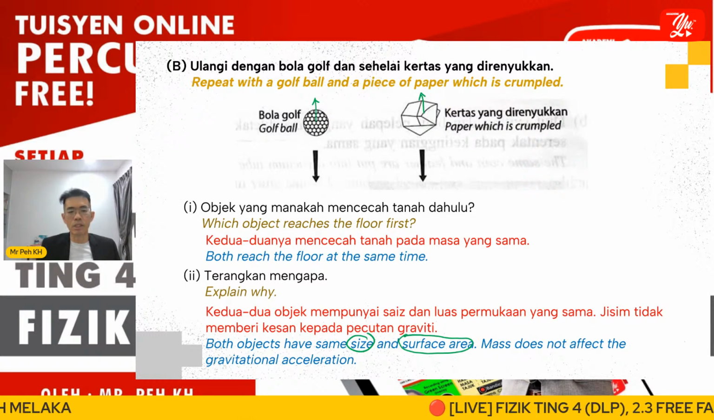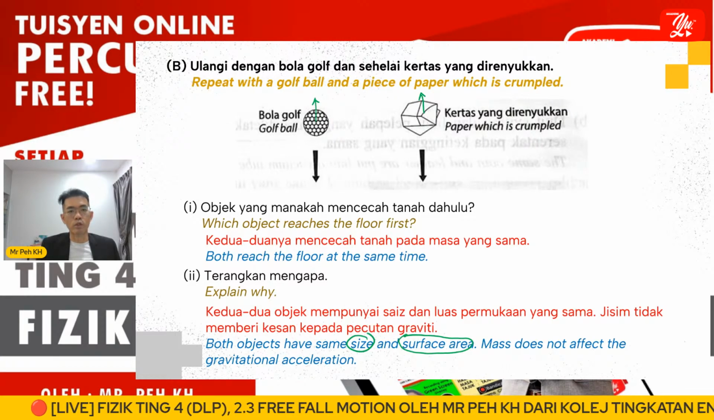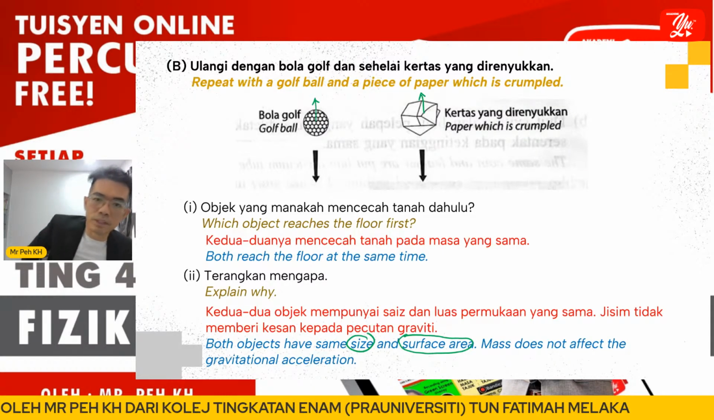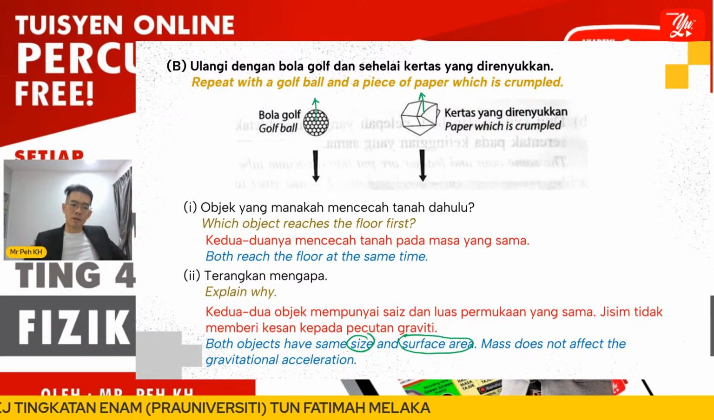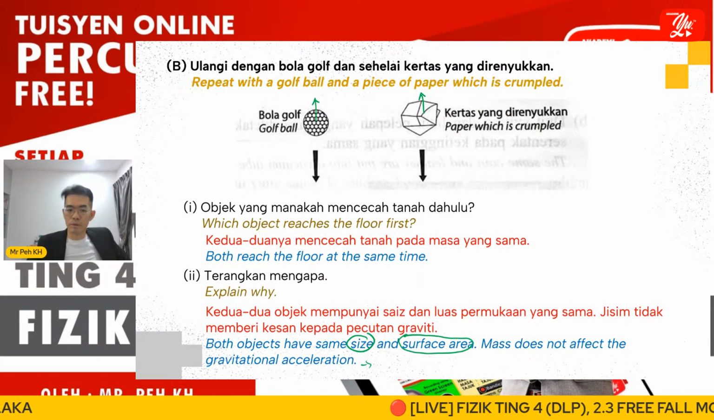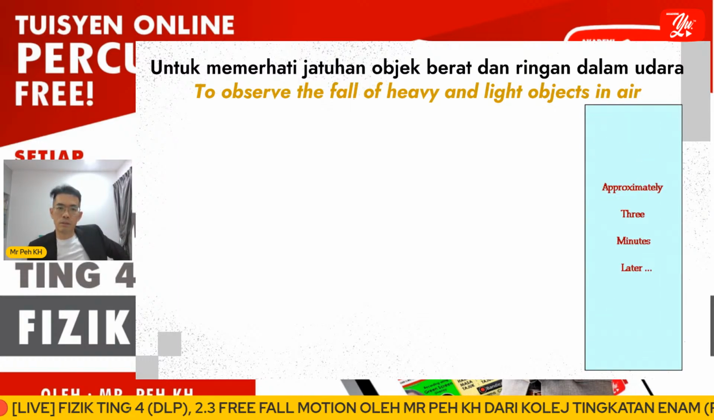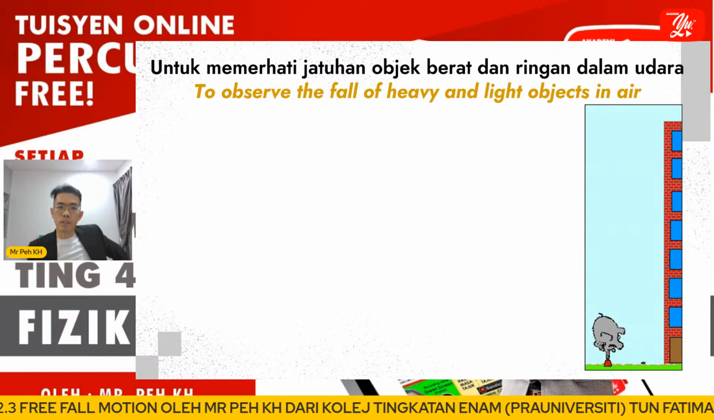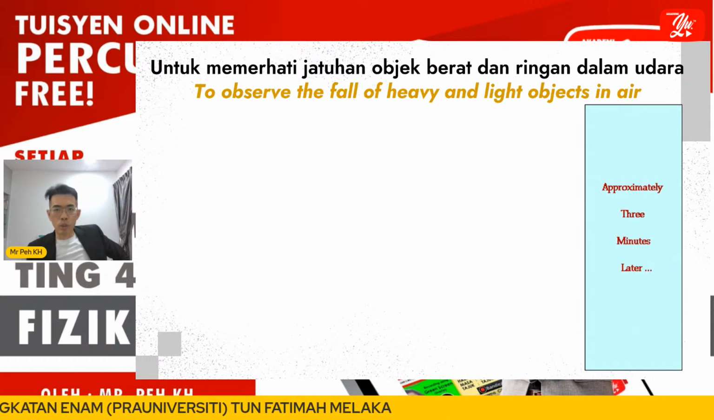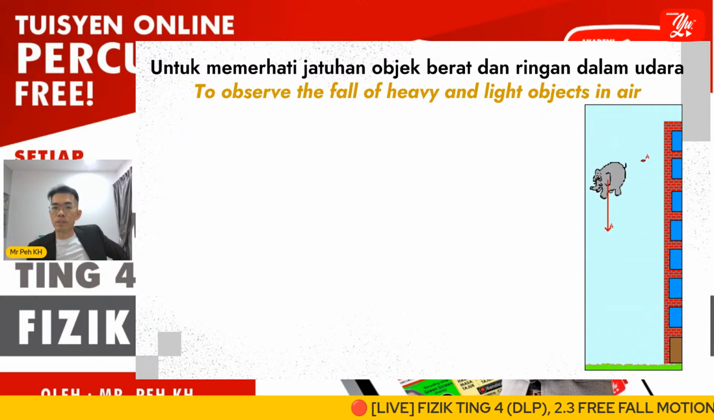So through this activity, we may conclude that as the surface area of an object increases, the air resistance increases, so the object will reach the ground slower. And second, the mass of the object does not affect the gravitational acceleration. The gravitational acceleration is actually influenced by the strength of the gravitational pull of the planet. For example, the gravitational pull of Earth is greater than that of the Moon. So the gravitational acceleration at the Moon is expected to be smaller compared to Earth.